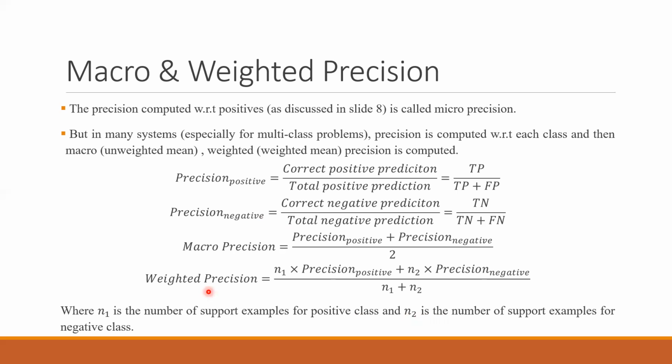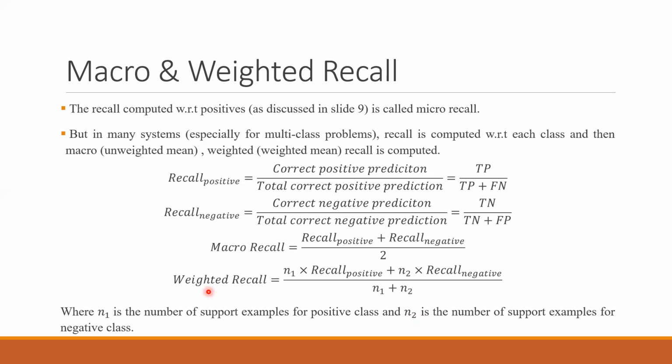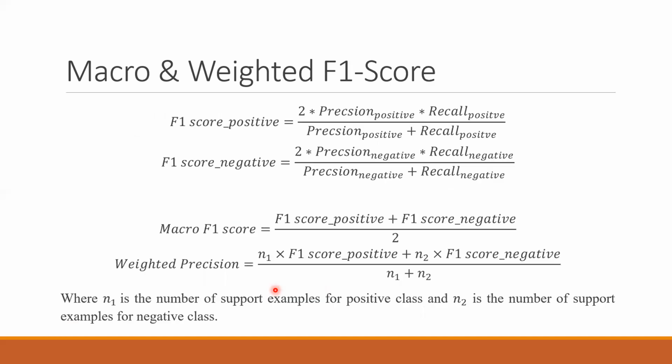And similarly, you can do it for recall also. The same thing is true for recall. Earlier we saw the formula of TP upon TP plus FN, that is micro recall. But if you want to get more detailed answers, you can calculate recall positive and recall negative. So this is how you will get it. This is the formula, and then macro and weighted recall will work in the same way as we discussed earlier. So always go for the weighted recall or weighted precision, because it also takes care of the imbalanced data set. So now the same thing is true for F1 score.